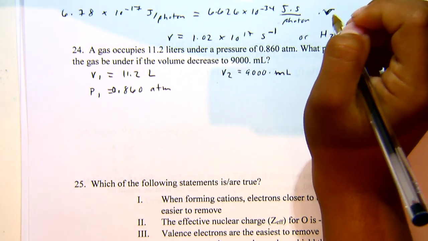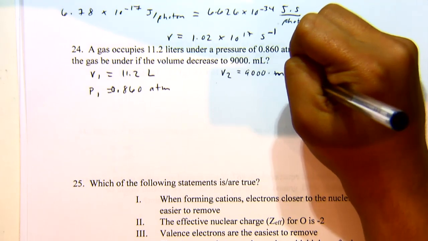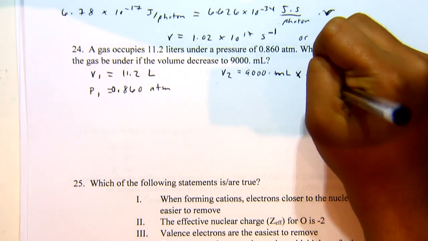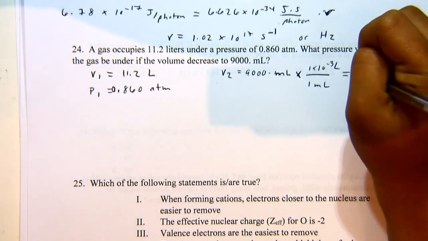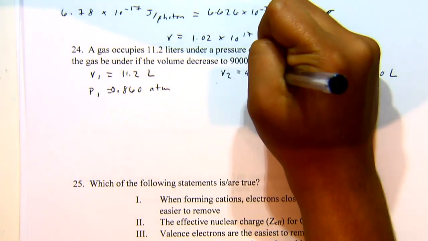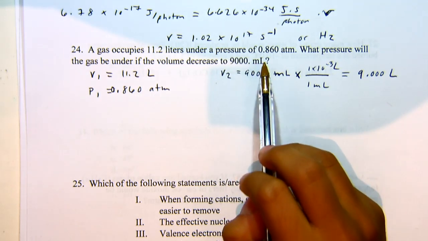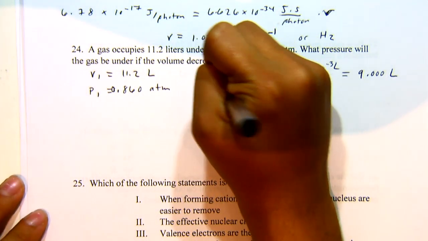Now, we definitely are going to want everything in the same units. So you could choose which way you want to change. I personally like to go to bigger things, so I'm going to change this to liters. When you change this to liters, it'll be 1 times 10 to negative 3 liters, and you're going to get 9.000 liters. And here the significant figures are important, so you actually keep all those zeros because they gave us that decimal point on the 9,000. And what we're looking for is the second pressure.